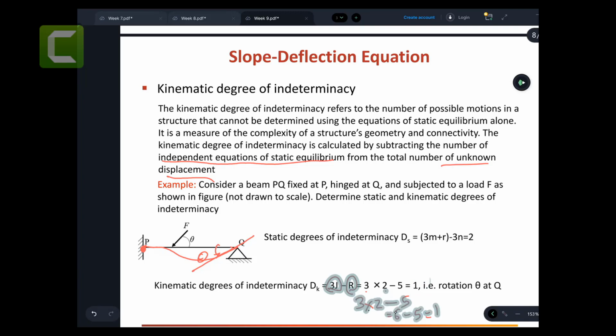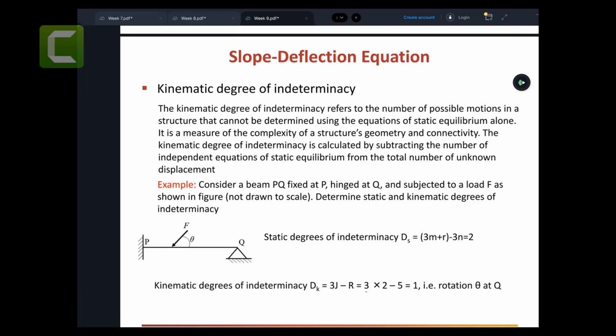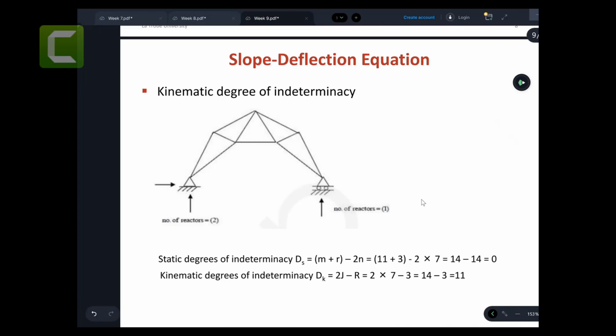The static indeterminacy is 2, but the kinematic indeterminacy is 1. Does it make sense, kind of? Or I can stop here. Static thumbs up. Let's test your knowledge. Okay, let's do the truss one.